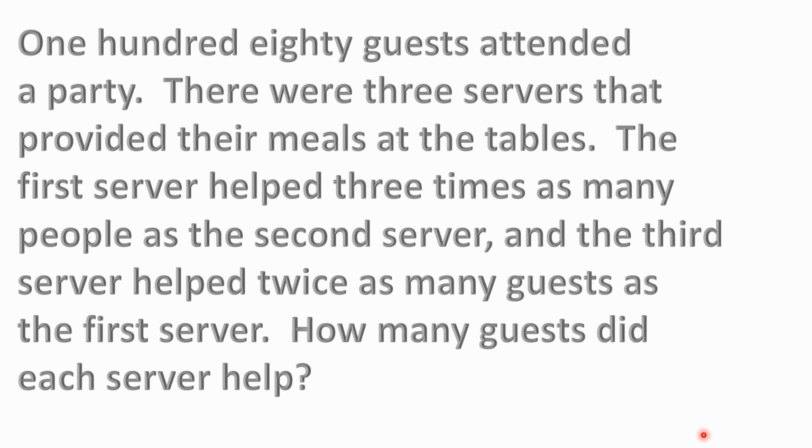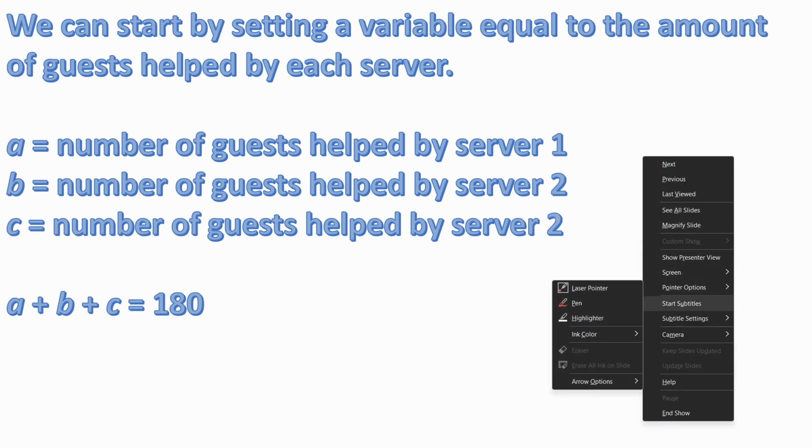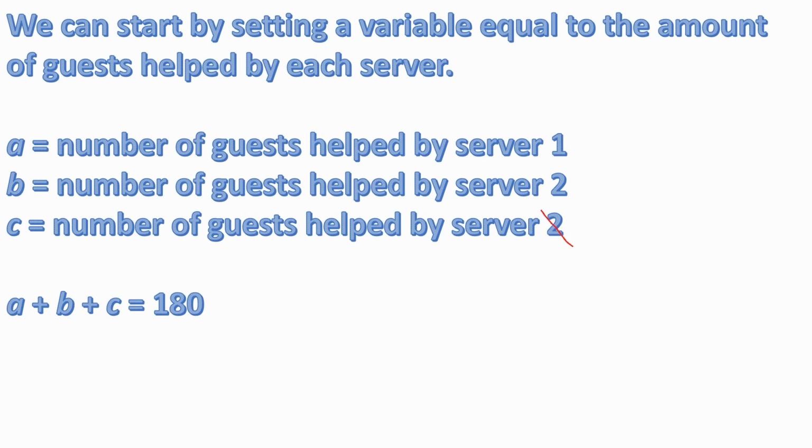All right, I'm going to move ahead to the solution. First of all, we can start by setting a variable equal to the number of guests helped by each server. We could select any letter, but we're going to use A, B, and C, where A equals the number of guests helped by server number one. B would be the number of guests served by server number two. And I've got an error here, but C should be the number of guests helped by server number three. Once again, a little mistake in here, no big deal.